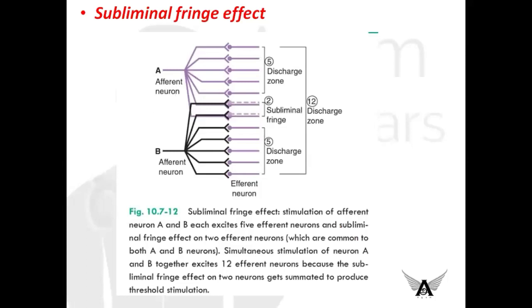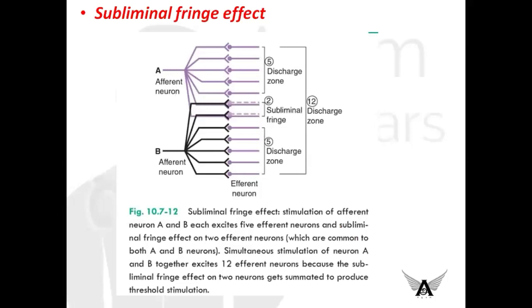This phenomenon is called subliminal fringe because of the 2 extra neurons that are stimulated here because A and B are stimulated together. Previously, when A neuron is stimulated alone, it does not reach the threshold level for firing an action potential. But when both the neurons are stimulated, it receives presynaptic connection from both the neurons, and this will reach the threshold level, and an action potential is fired only when both A and B are stimulated. But if either of them is stimulated alone, the potential is not reaching the threshold level, it only reaches the subthreshold level, so those 2 neurons are not fired.